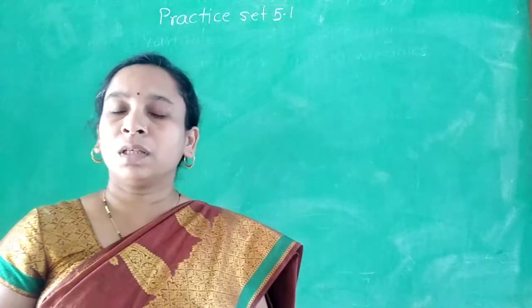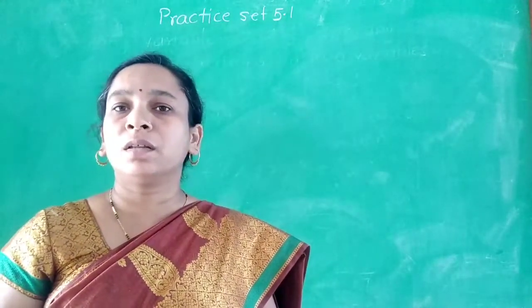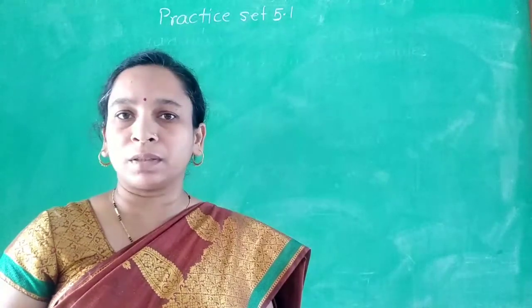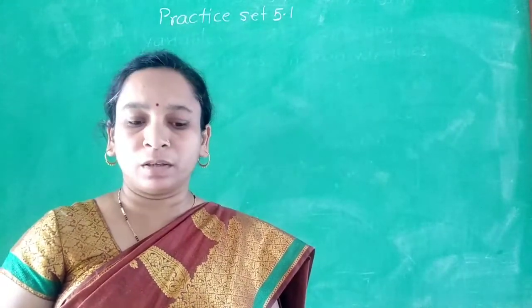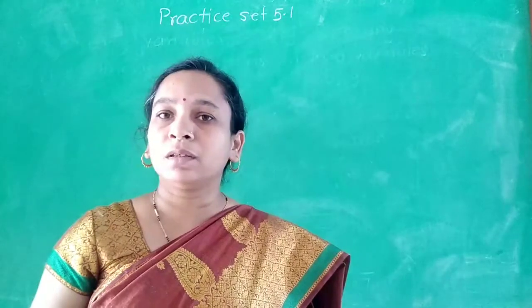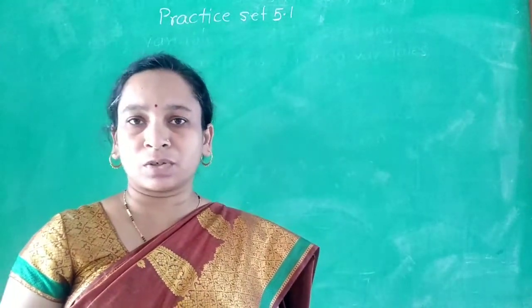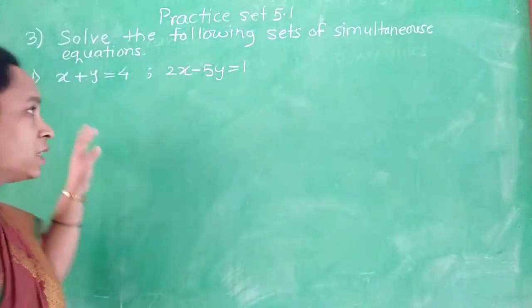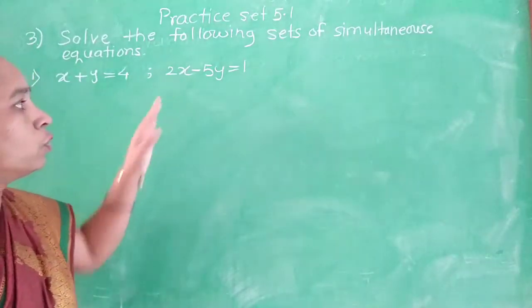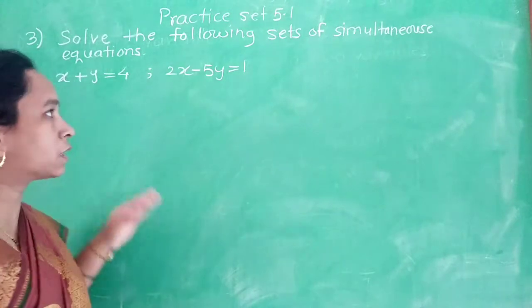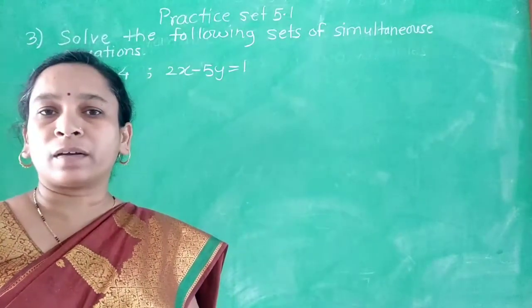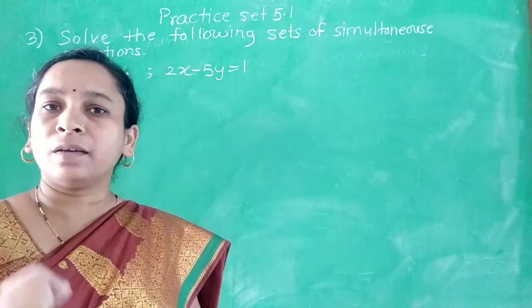Everyone, in this video we are going to study the practice set 5.1 from linear equations in two variables. Question number 3, which is solve the following sets of simultaneous equations. Let's start the examples. First example, x plus y is equal to 4, 2x minus 5y is equal to 1. We have to solve these equations, means we have to find out the value of x and y.